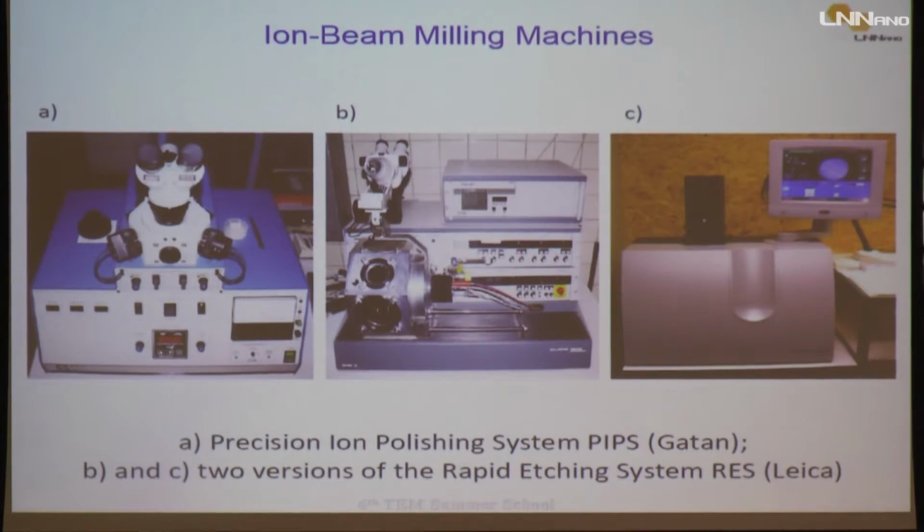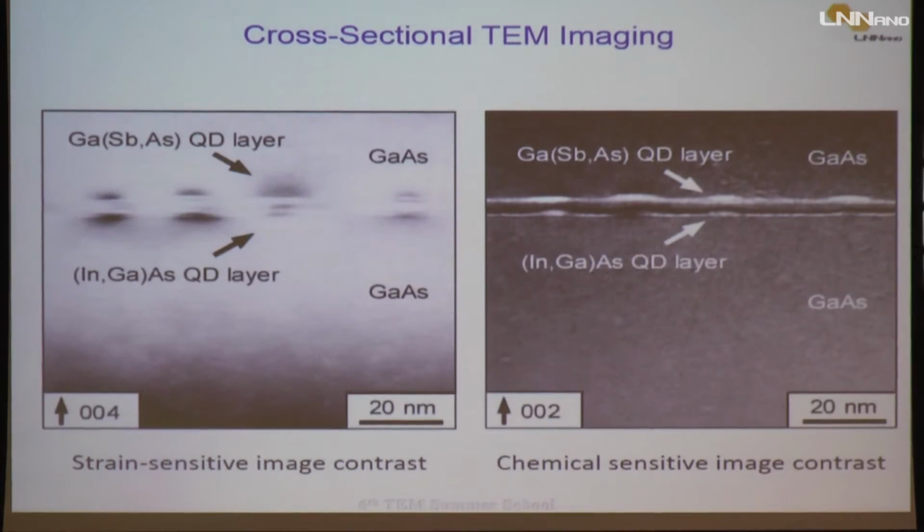Here we have some pictures of some machines of ion milling. These are commercial equipments, okay? Here you have the PIPS, I guess it's the most famous machine of these, from Gatan. And here you have two different machines from Leica for ion milling.